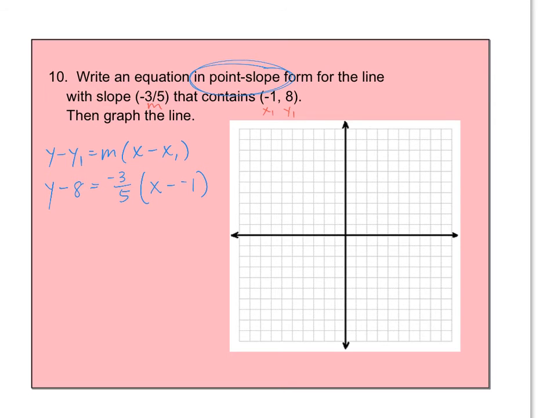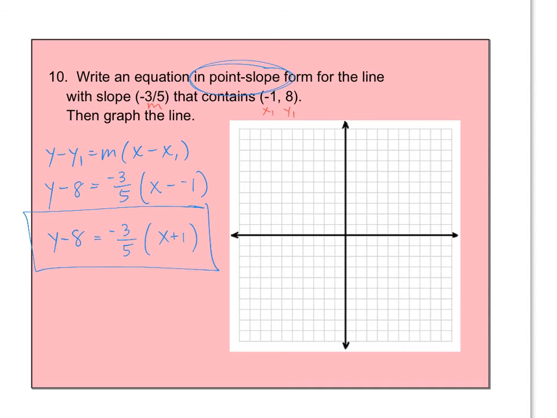Now the only thing I really have to simplify is the minus a minus. So it's y minus 8 equals -3/5, and that really is x plus 1. This is your equation in point slope form. You're done with that part, but you also have to graph this equation.